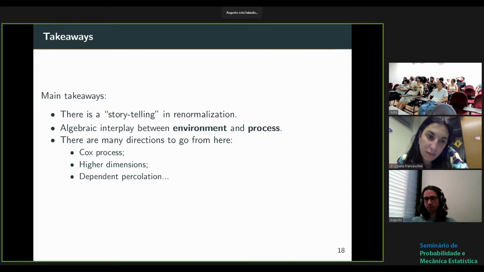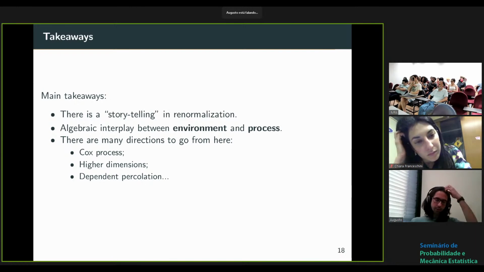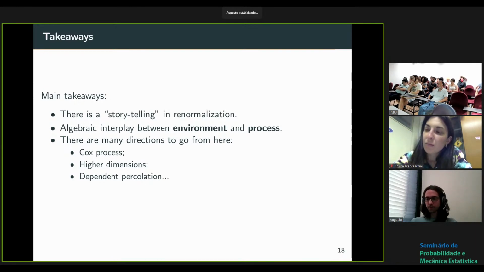And we can list, and we list in our upcoming article, several different models that we believe could be treated with this type of technique. So the Cox process is something that we don't know how to do yet. We believe that there is some hope to use these techniques to prove stuff about this model. But it's a very simple model to state, and I have no idea how to prove that it has a phase transition. And it's natural, the Cox process is natural because it's something used to model satellite networks.